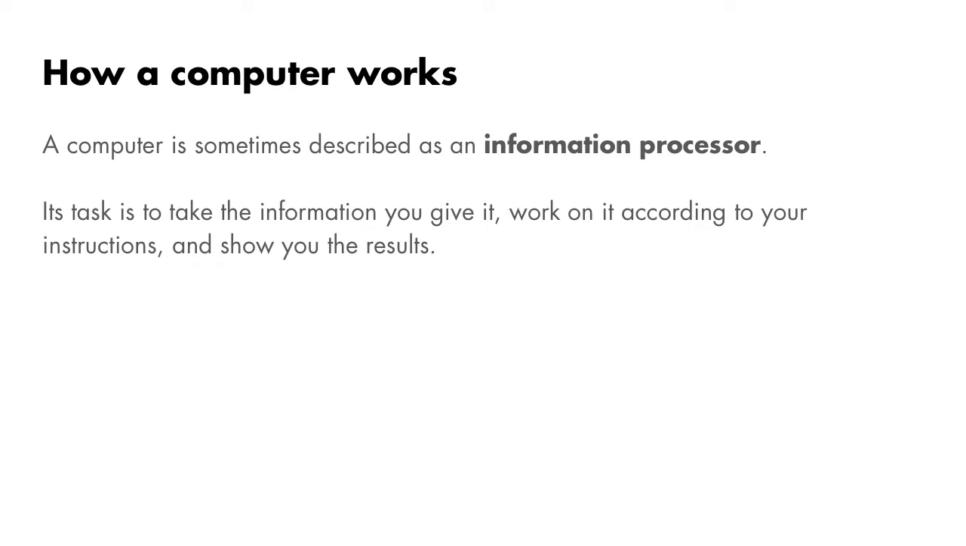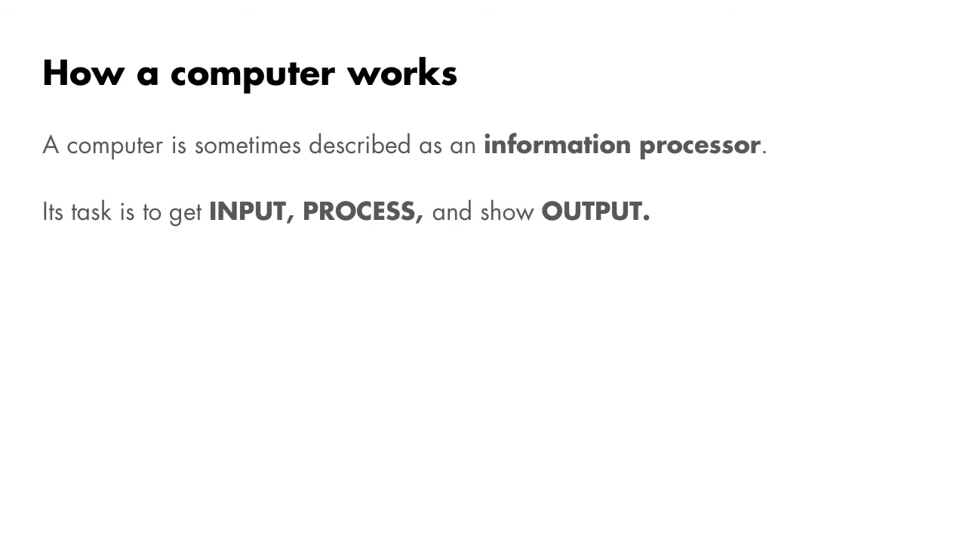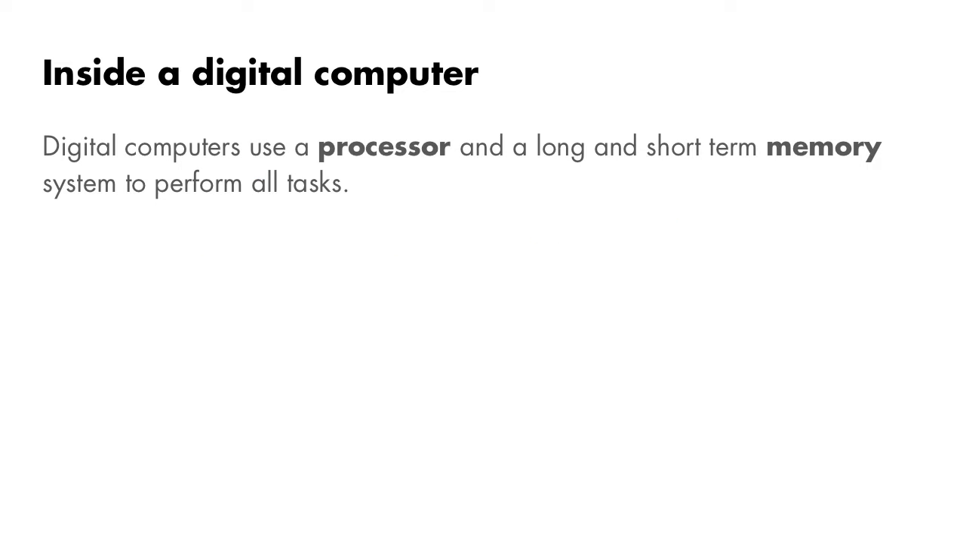A computer is described as an information processor. Its task is to take the information you give it, think about it for a while, and then show you the results. Do any of you remember what these three activities could be? When the information processing occurs, the computer takes an input, it then thinks about the input and then shows you the results. So digital computers use a processor and they also use a long and short-term memory system to perform all the tasks. The processor does the thinking and the memory is needed to do the thinking.